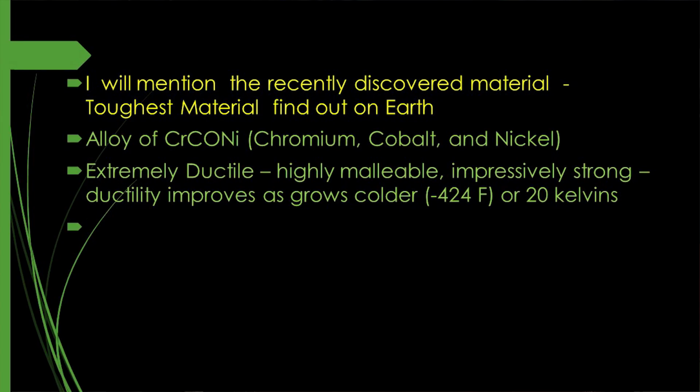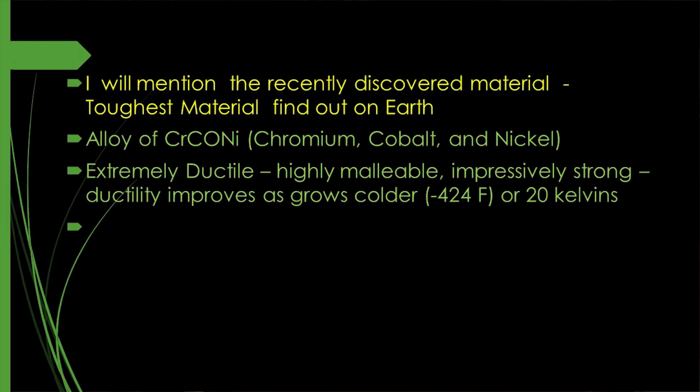Now, I will ask the question afterwards, but I'm just giving an example here. I will mention a recently discovered material in material sciences: an alloy of chromium, cobalt, and nickel. It can go to minus 4 to 4 Fahrenheit degree centigrade, and is highly malleable and impressively strong. Ductility improves as the temperature goes down, and material scientists understand what I mean.